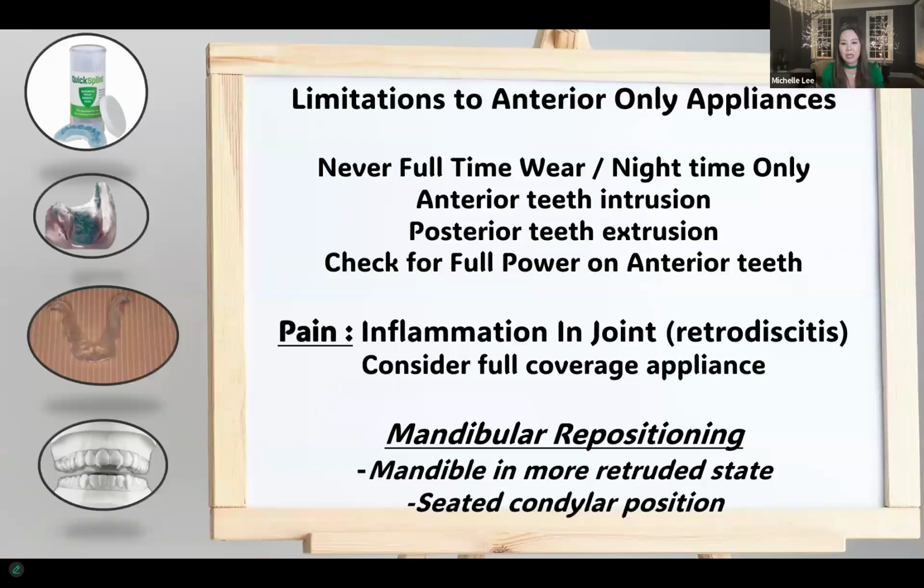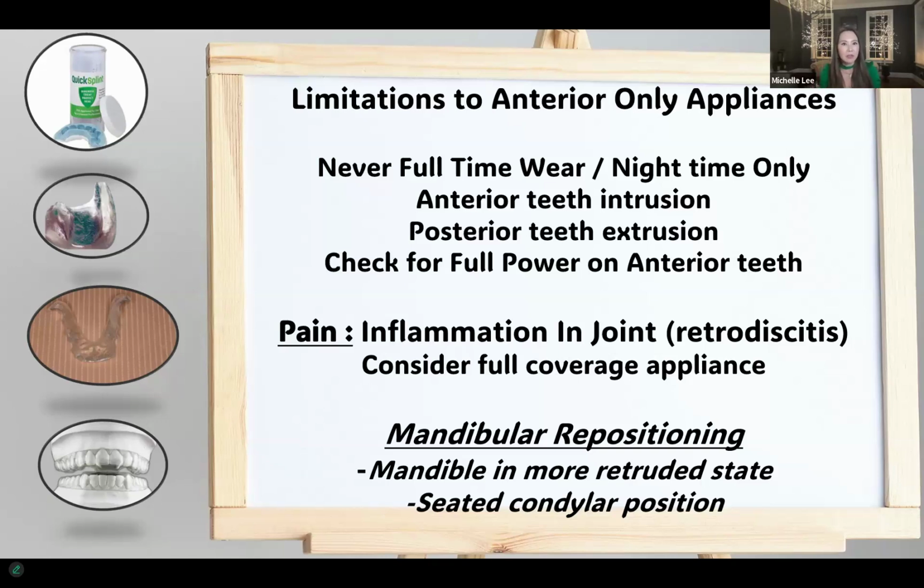As I talked about the why and the how, I also want to talk about the limitations really quick with anterior only appliances. First of all, we never want to wear this appliance full time. It's nighttime only. If we do, we run the risks of anterior teeth intrusion and posterior teeth extrusion. We also want to watch out for patients that do not have muscle inhibition. So we want to check for full power on anterior teeth. With posterior teeth discluded, if the patients are able to still fully power down and really activate their elevator muscles, this appliance is not for that patient.